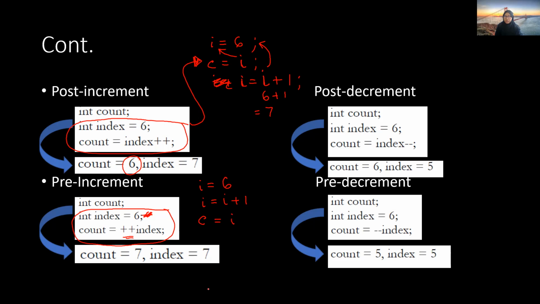And then after that, I say C equals index. Count equals index. So you can see that this one, I equals 6. 6 plus 1 is 7. And then C equals I, with the latest value of I, which is 7. So that's why we get count equals 7. Index also equals 7.